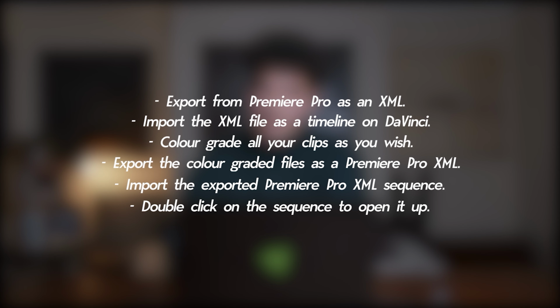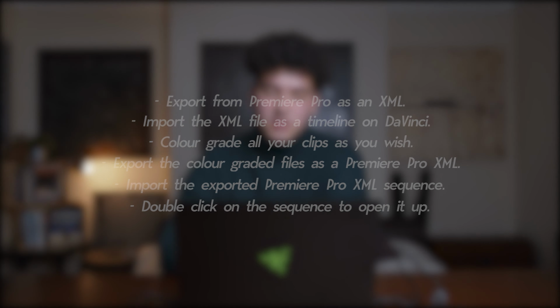So let me just run over quickly. You export them from Premiere Pro as an XML file, you import it as an XML file on DaVinci, you do all the color grading. So import it as a timeline on DaVinci, you do all the color grading, you export it as a Premiere Pro XML, import it back into Premiere, and it will come up as a sequence. You double click on the sequence and you have all the color graded clips on here as they're meant to be, with absolutely no quality loss.